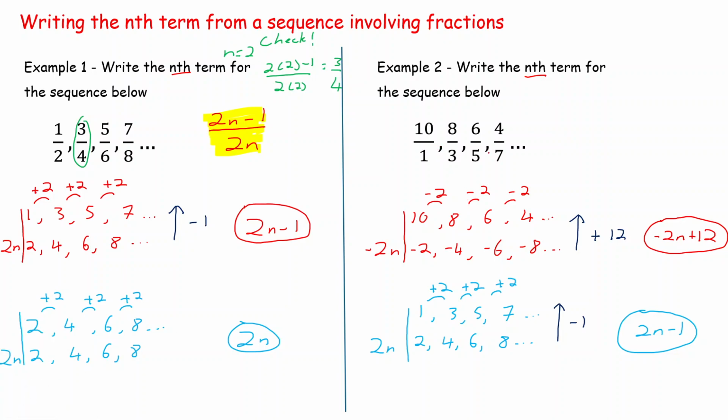So the nth term of the whole thing is going to be the top part, which is negative 2n plus 12. You could write it as 12, take away 2n, it doesn't matter. And that's being divided by 2n, take away 1. Okay, but you could write it as 12, take away 2n. It makes no difference, but there we go. Okay, that is your answer.